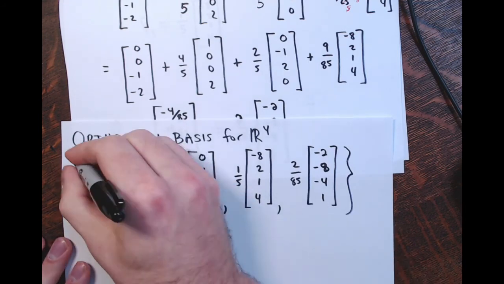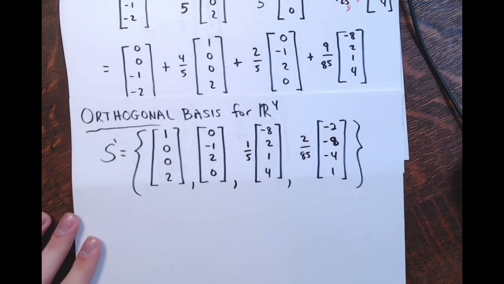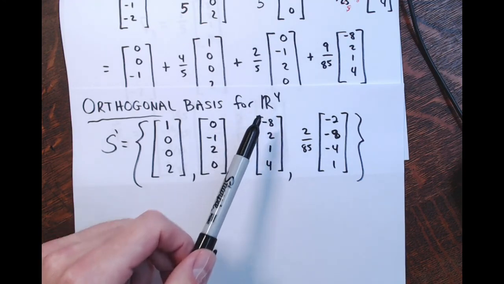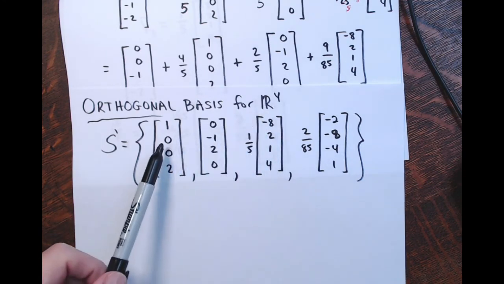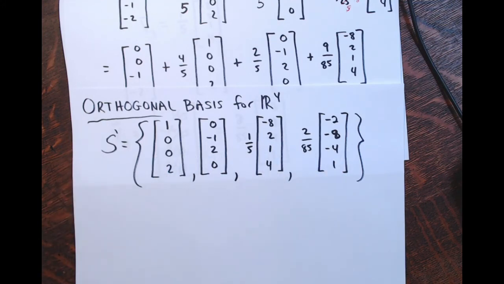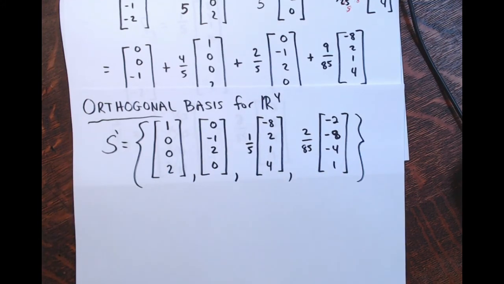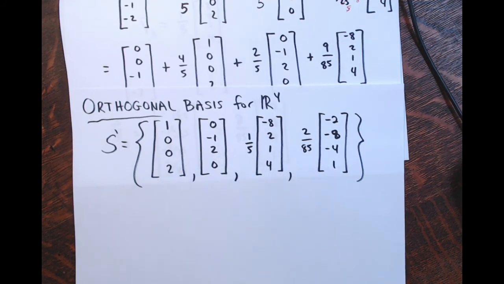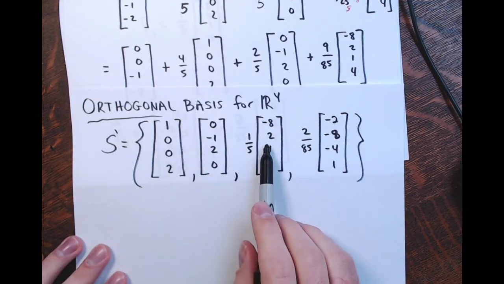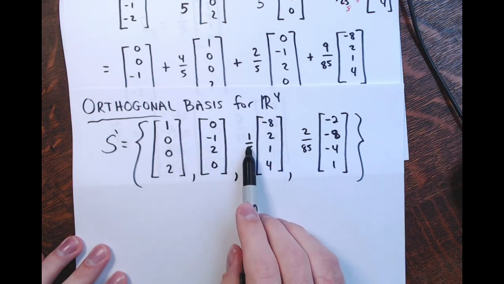This is an orthogonal basis for R4. So it's a basis for R4, meaning every vector in R4 can be written as a linear combination of these, and they're independent. And it's also an orthogonal set. You can check it out by taking the dot product of any two of these. I'll just do it real quick here. The dot product of these two is 0. How about these two? Now I just do the dot product of these vectors times 1/5.